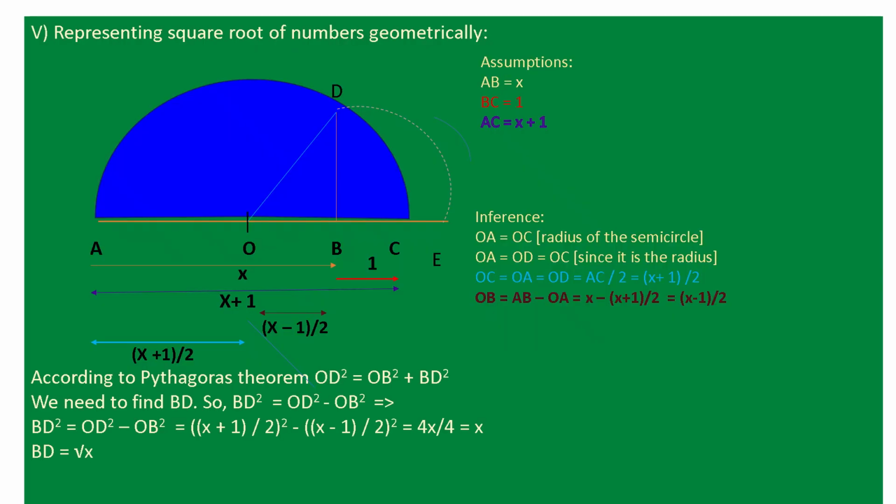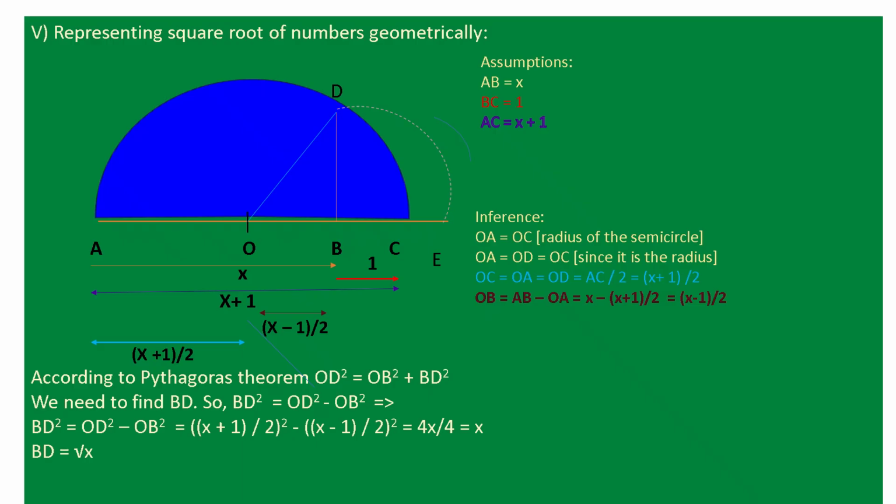Let's see how to find the square root of numbers geometrically. We do the following assumptions. AB is equal to x. We need to find the value of square root of x. So for this we assume AB to be equal to x. BC is equal to 1. So the entire length AC will become equal to x plus 1.